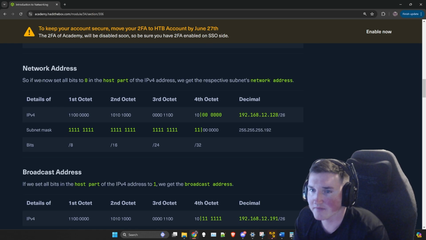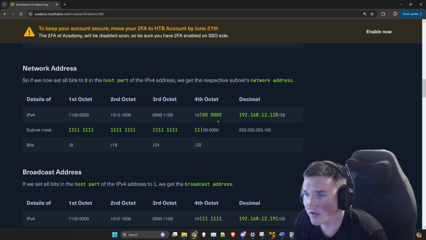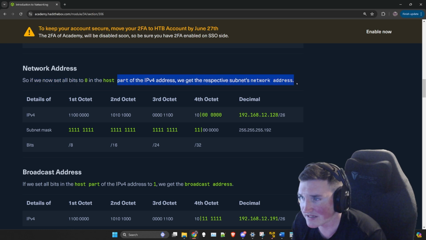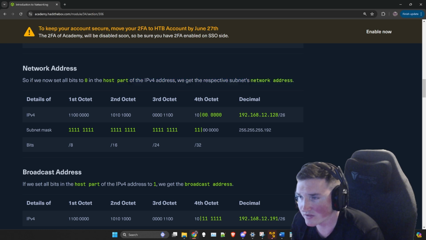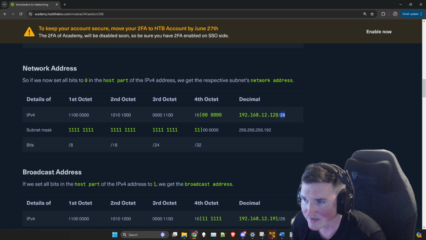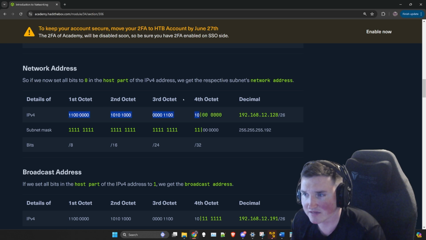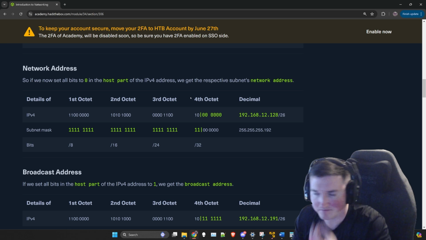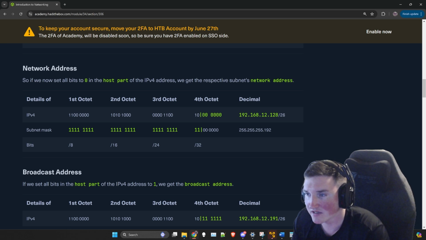So now, if we set all the bits to 0 on the host part, which we just did, we get the respective subnet's network address. So what they're saying is, take the IP they gave us, set all the hosts to 0, and do the /26. Doesn't really matter. So take all this and make it your IP. Make these all 0. This is your network address. So right here, that's your network address.